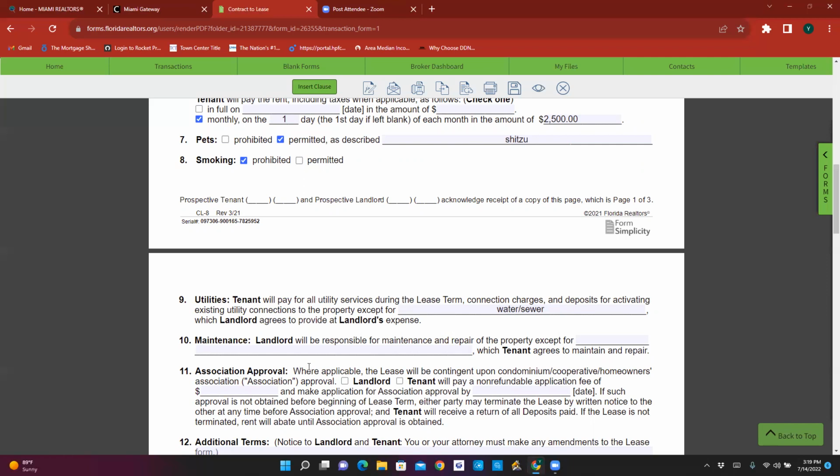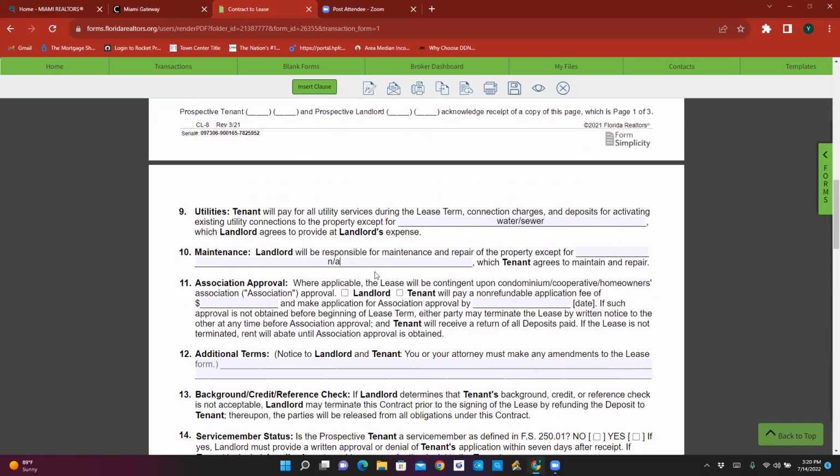Section 10 is in regards to maintenance. Landlord will be responsible for maintenance and repair of the property except for blank, which tenant agrees to maintain and repair. If there are certain things that the landlord states that he will not be responsible for, you will put those in that section. But if not, you just put non-applicable.